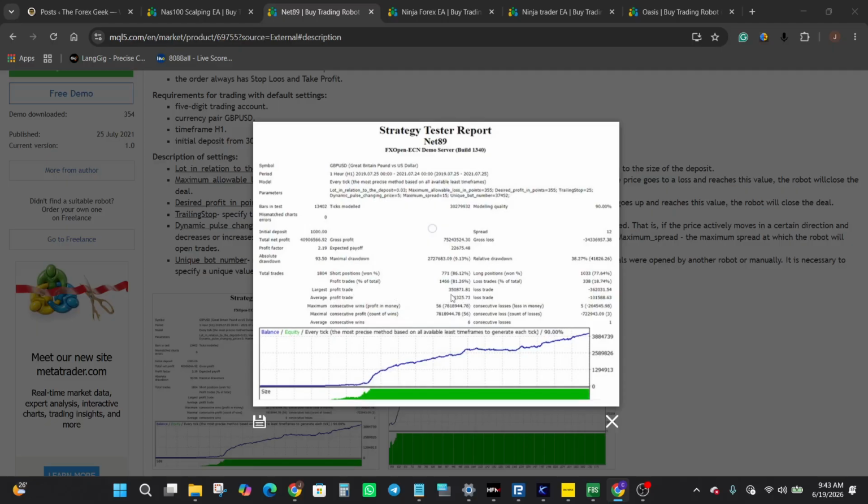The largest profit was 350,871.81, and then the largest loss here 362,031. All right, 0.54. And here the average profit 51,325.73. Largest loss 101,588.63. So the average risk to reward ratio is bad.